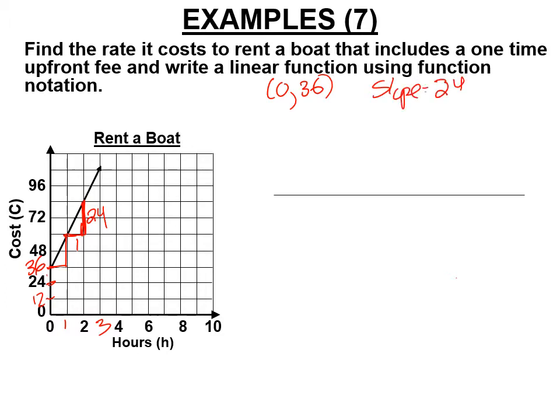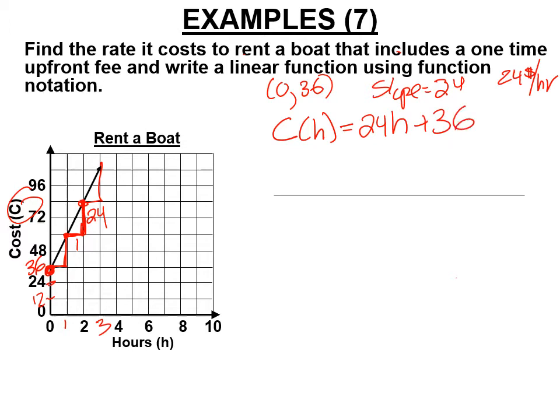What does that mean? That means the cost to rent a boat, let's understand this, must be $24 every hour, right? It was $36 just to get the boat. And now we're going up $24 more dollars every hour. That's what's going on. Please understand what these graphs mean. Okay, so the cost as a function of hours is $24 per hour plus the $36 that you got as a deposit or an upfront fee.